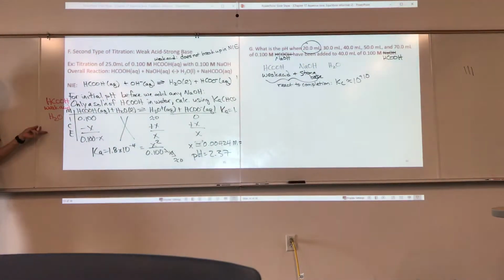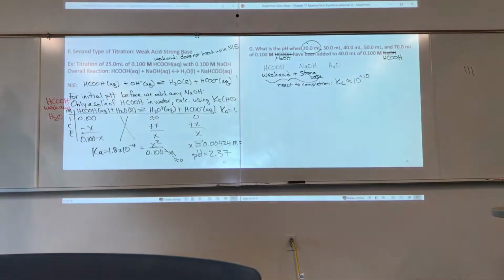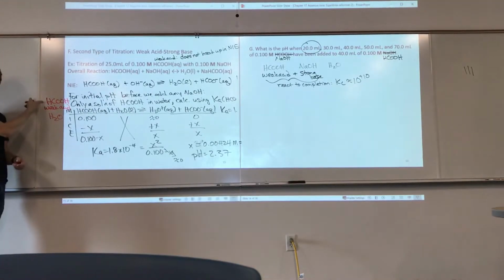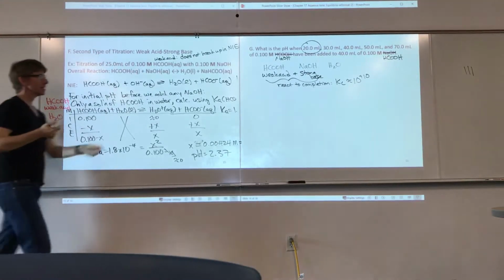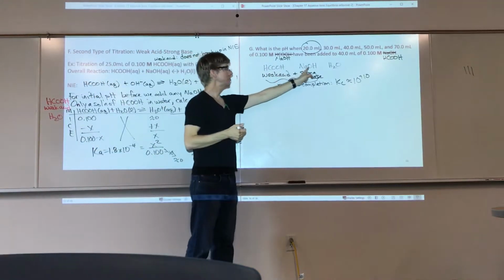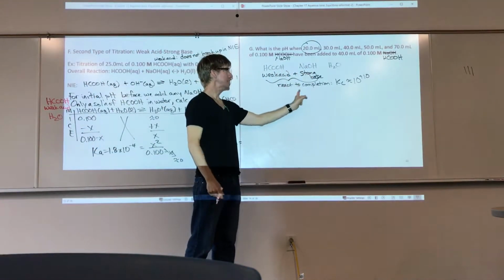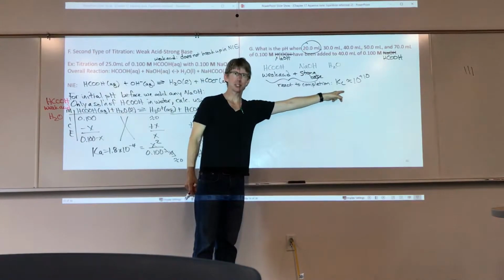And underlying all this is the fact that I'm always trying to decide really which ice table to do first based on what's the largest value of K. And the largest value of K for this one, with only these two things, is Ka. Now I come over here, I have a weak acid and a strong base. My reaction will go to completion.